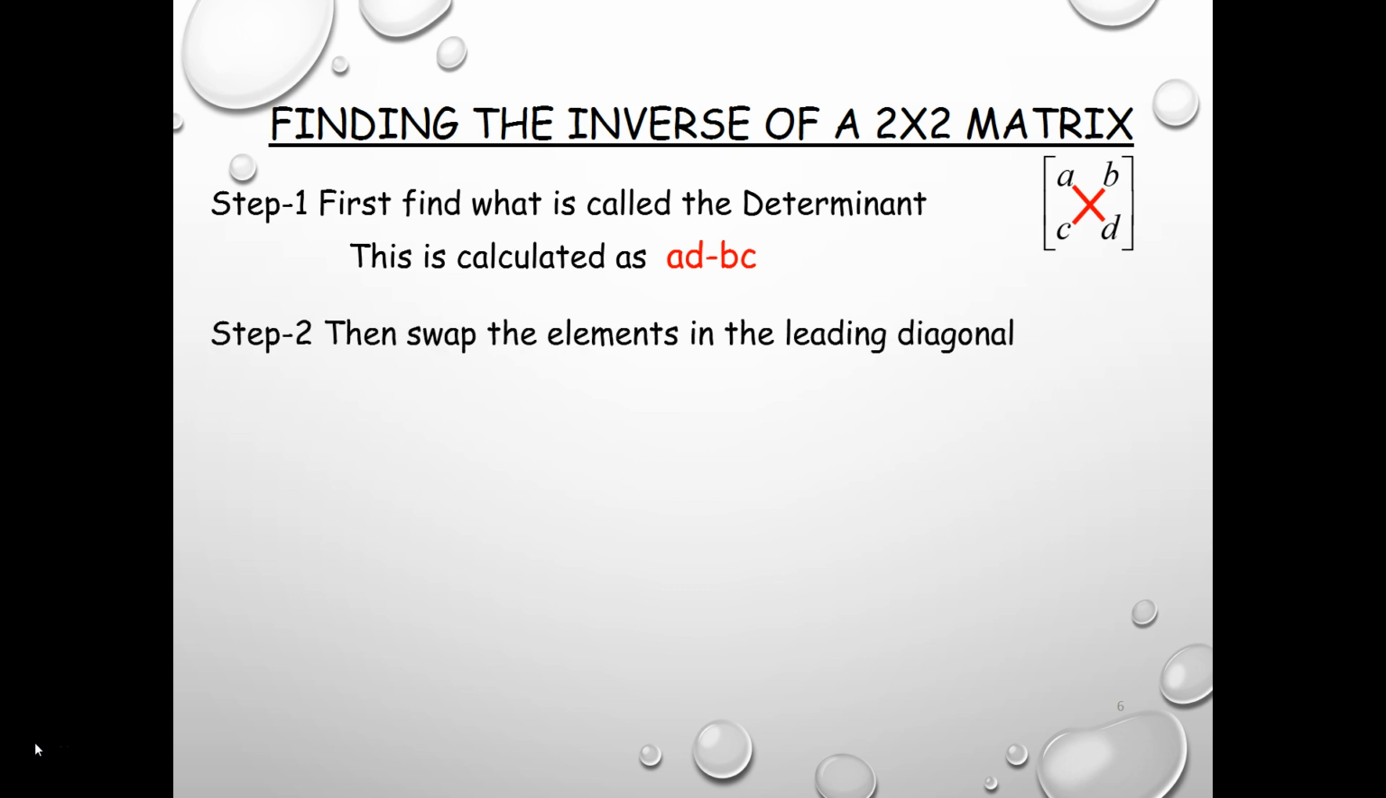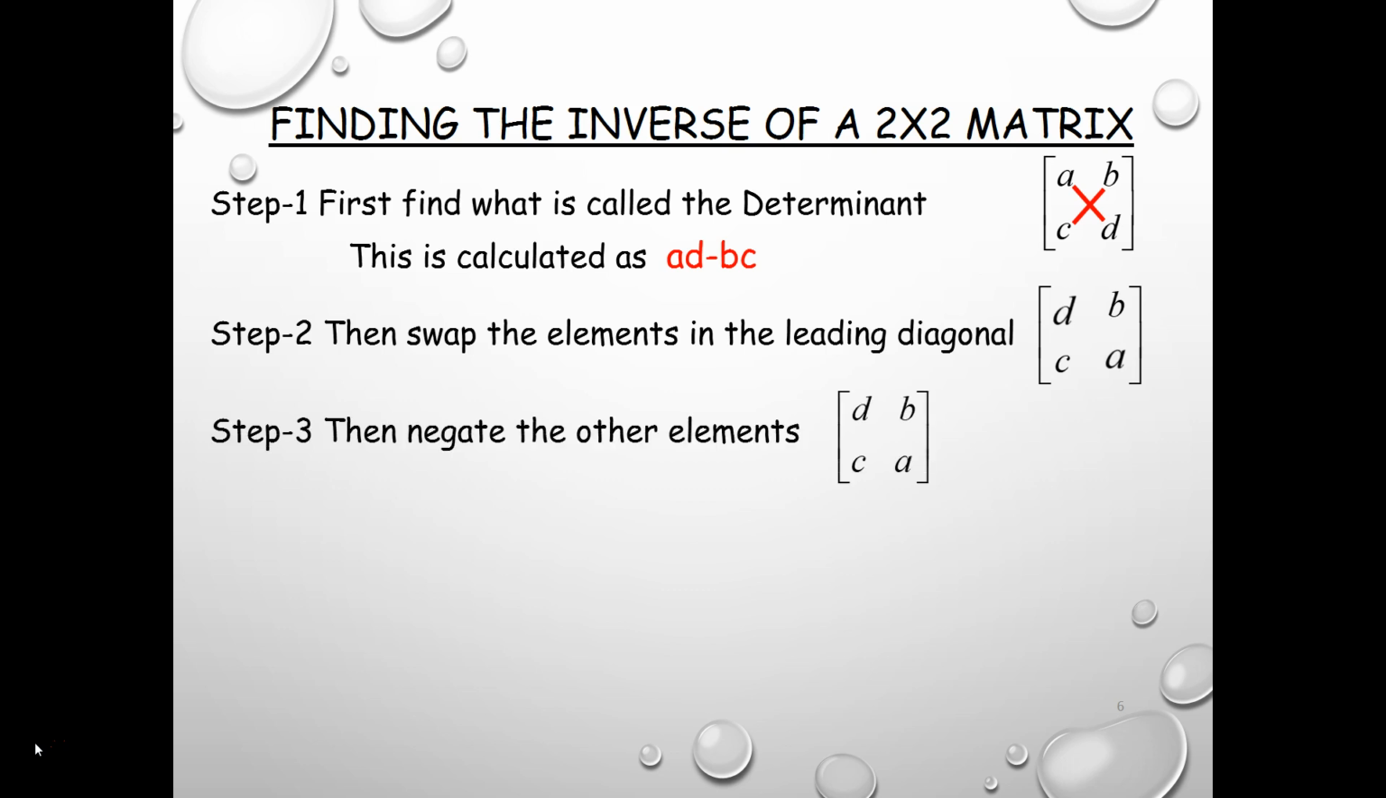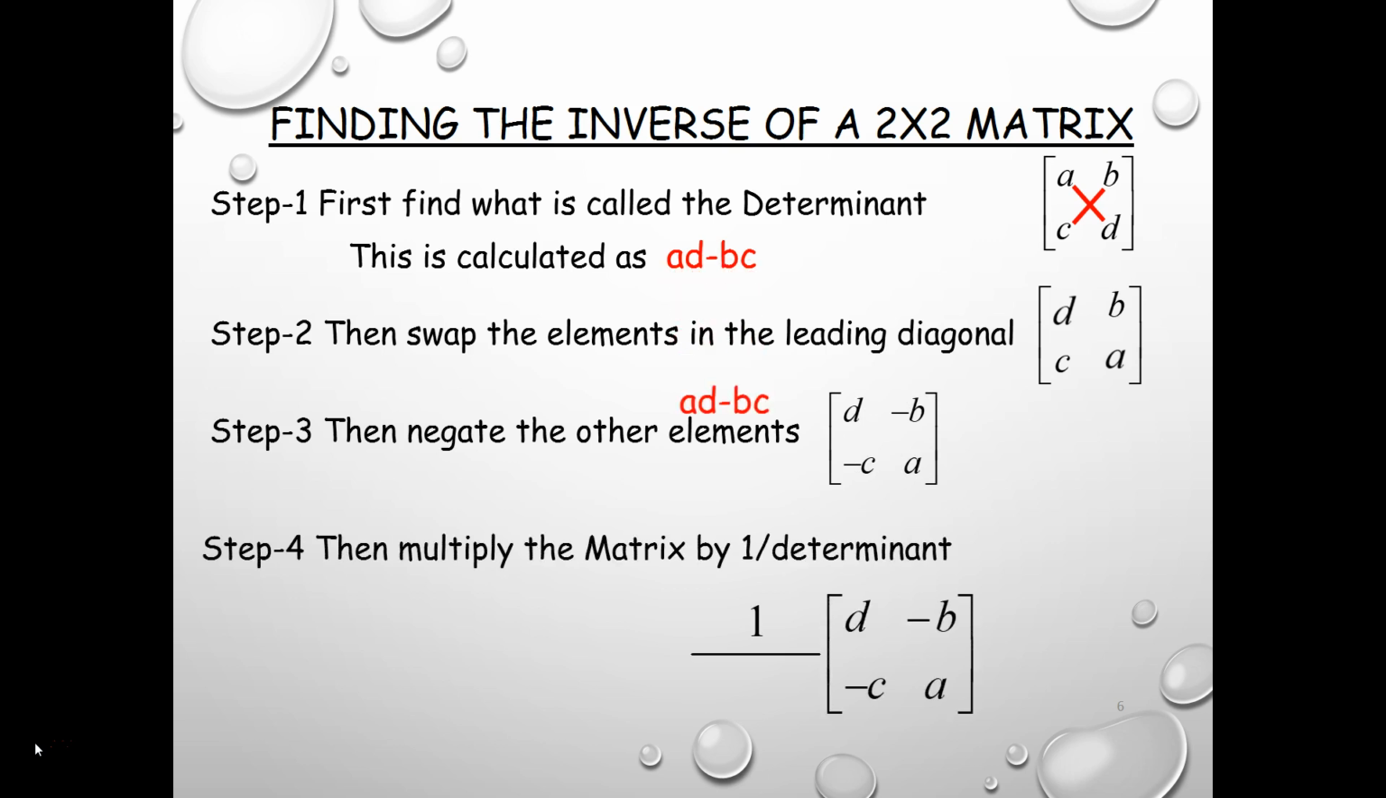But then the next thing we're going to do is swap the elements in the leading diagonal. What does that mean? We're going to take that a and d and swap them. Now, we can't just leave the b and c alone. They're feeling left out. So we're going to make the b and c the opposites of what they were originally. And the last step is we're going to multiply that matrix that we have by the reciprocal of the determinant. So how does that all work?